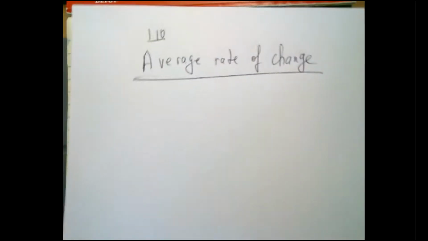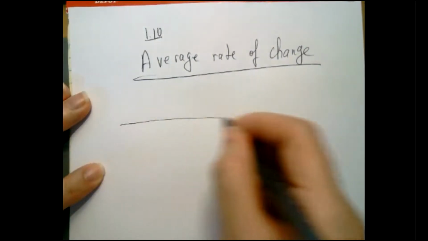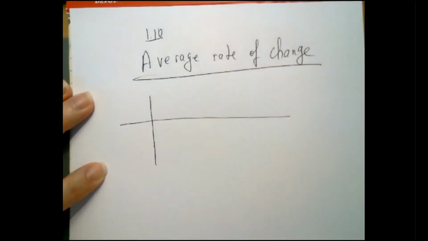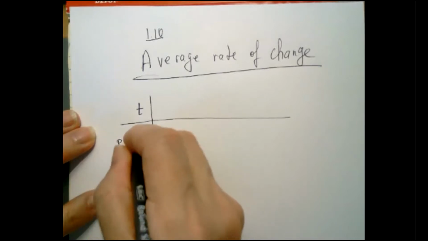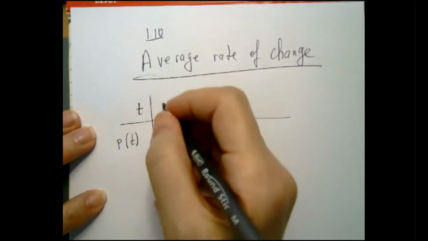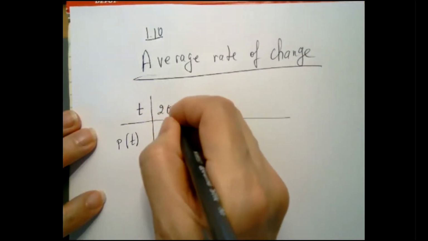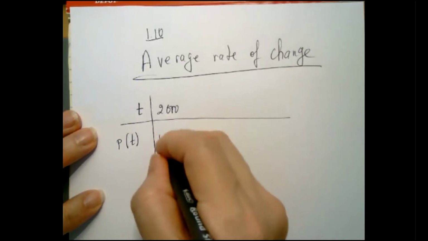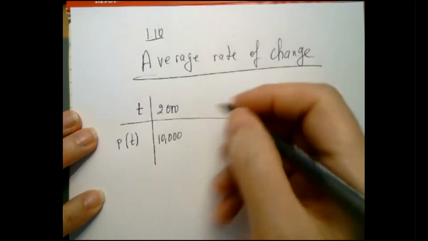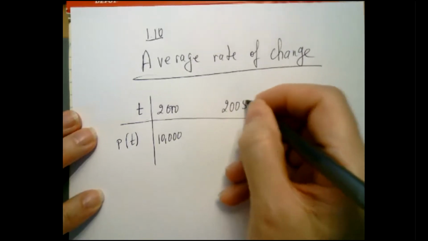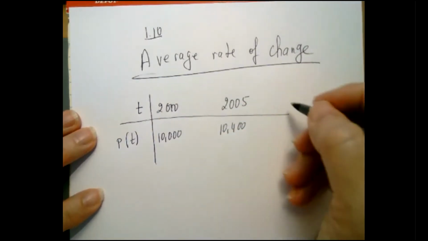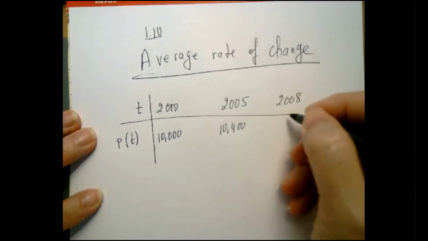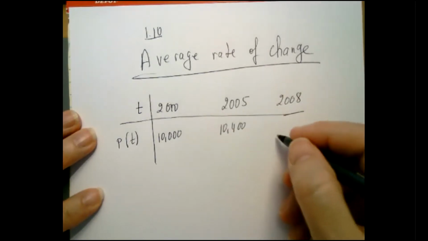So let me ask you the following question. Suppose I give you a table that represents the population in a certain town. It's a made up place, made up numbers and everything. So this is time and this is the population. Let me call it P of T, because P will stand for population. And I tell you in the year 2000 there were 10,000 people. Okay, and in 2005, we had 10,400. So the population increased a little bit. And in 2008 the population was 10,670, let us say.